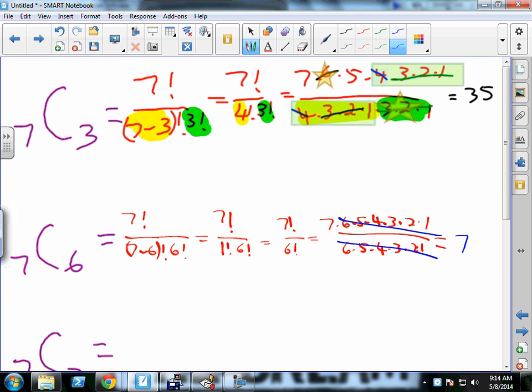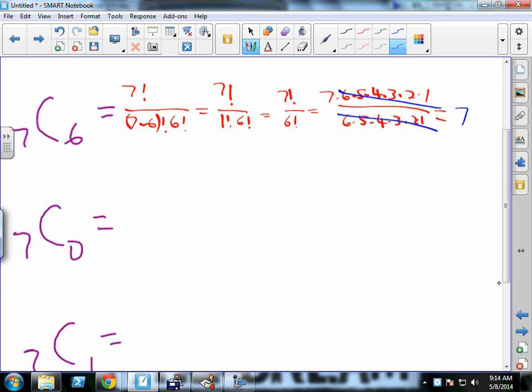So 7 choose 6 ends up being 7. What happens if we choose nothing? What happens if we don't choose anything? Here we're going to get 7 factorial over 7 minus 0, the quantity factorial, times 0 factorial. That's 7 factorial over 7 factorial times 0 factorial. That's 7 factorial over 7 factorial. What's something divided by itself? Something divided by itself is 1. This is kind of interesting what happens on these.